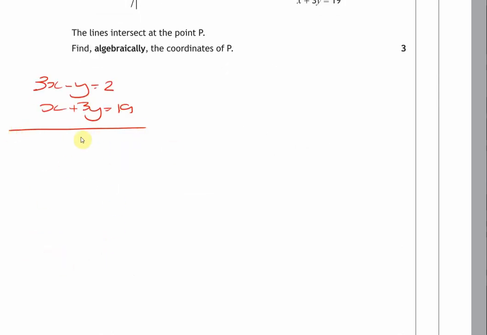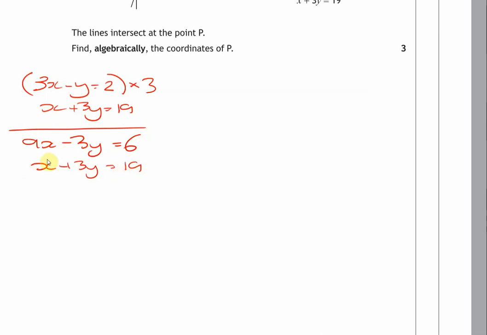So the first thing I'm going to cancel out here to make life easy is the y's. That way I don't need to start multiplying things by 19. So in order to get this to the same value as this, I'm going to have to multiply this by 3. So then I'm going to get here 9x minus 3y equals 6, and then this equation is going to remain the same. So x plus 3y equals 19.